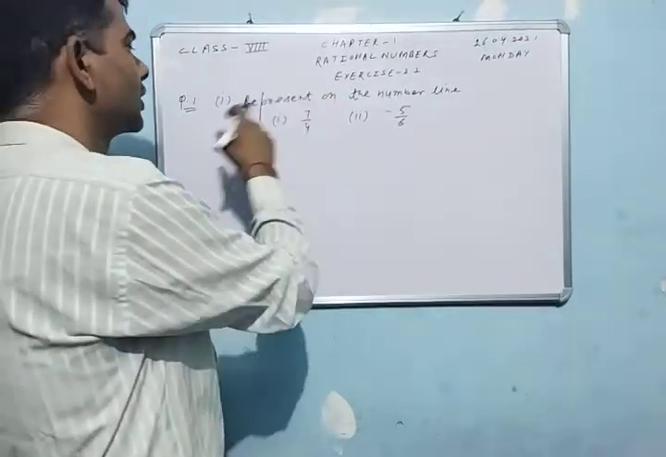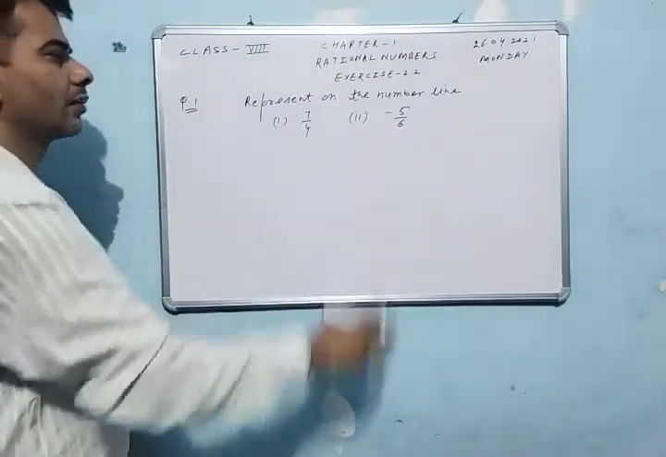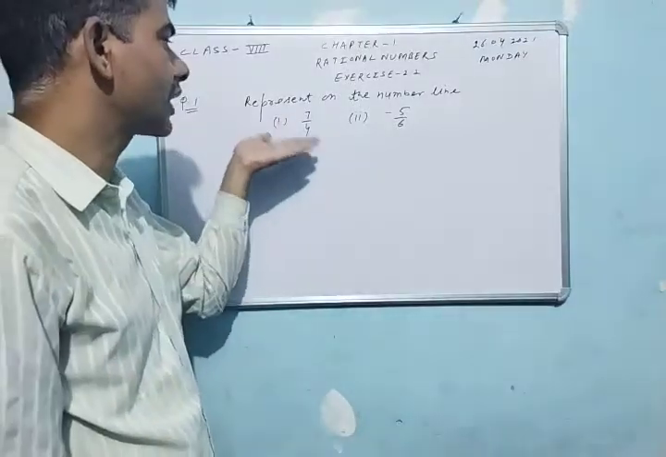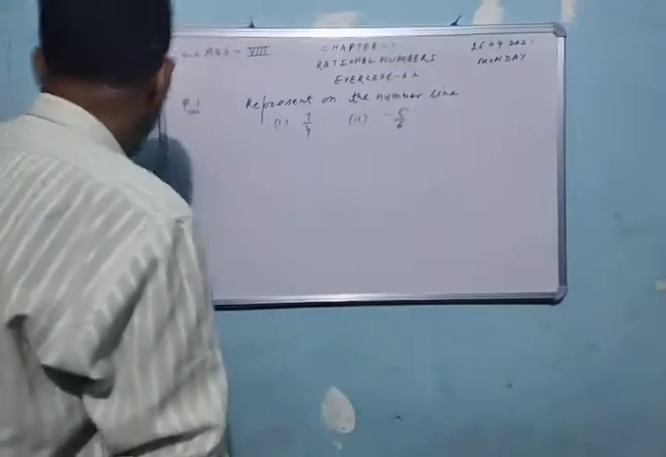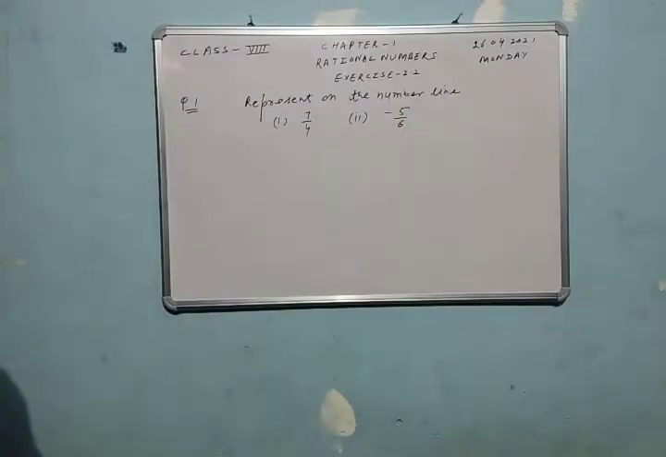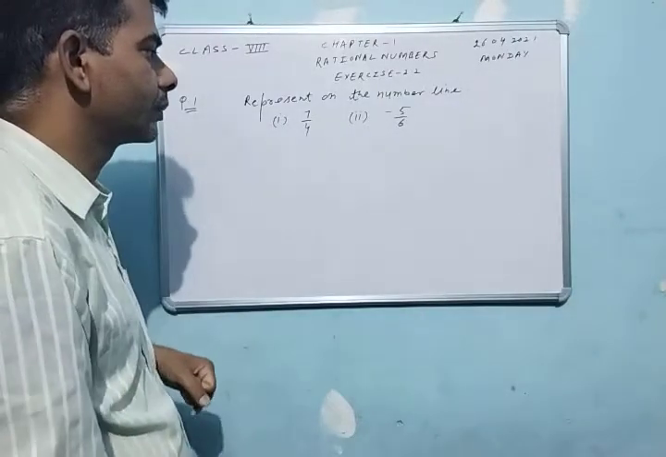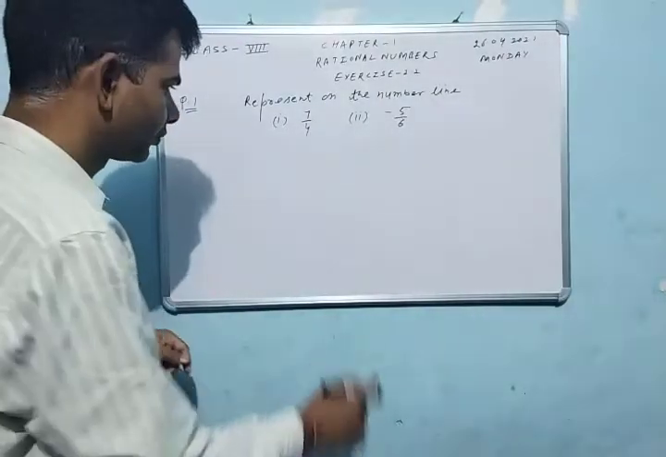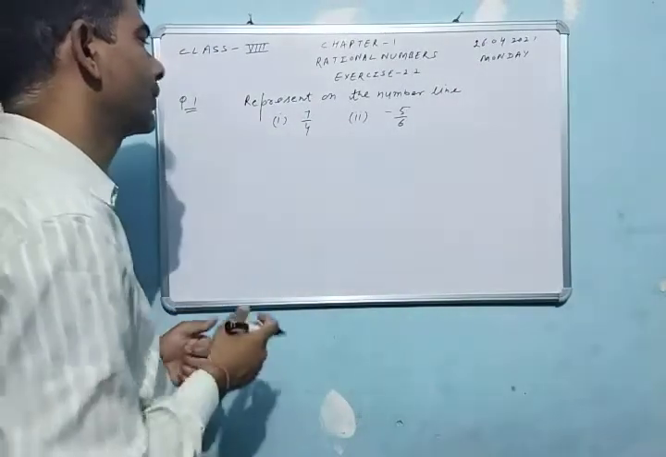Represent on the number line the given rational numbers, that is 7/4 and -5/6. 7/4 and -5/6 are two rational numbers we have to represent on the number line. Students, first we will discuss 7/4.